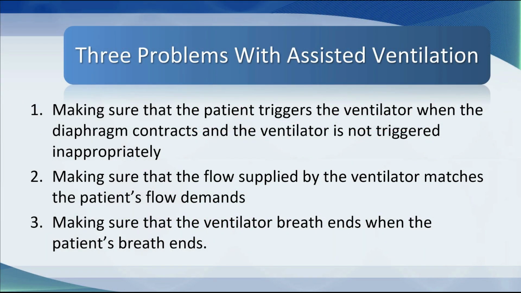There are three major problems with standard modes of assisted ventilation. First of all, to make sure that the patient triggers the ventilator when the diaphragm contracts and the ventilator is not triggered inappropriately. Two, making sure that flow supplied by the ventilator matches the patient's flow demands. And three, making sure that the ventilator breath ends when the patient's breath ends.